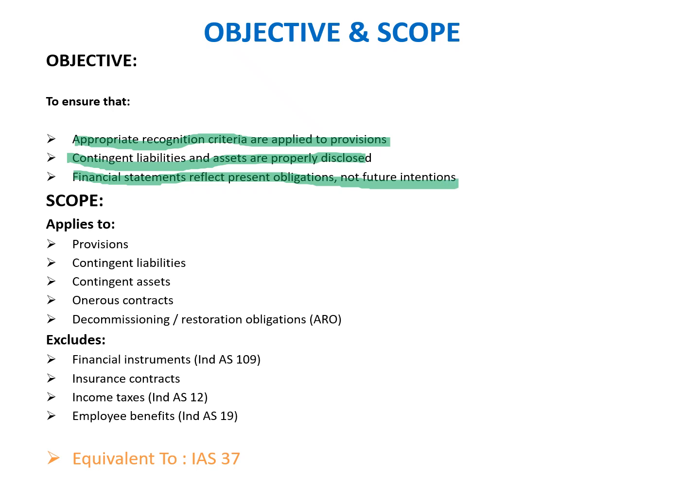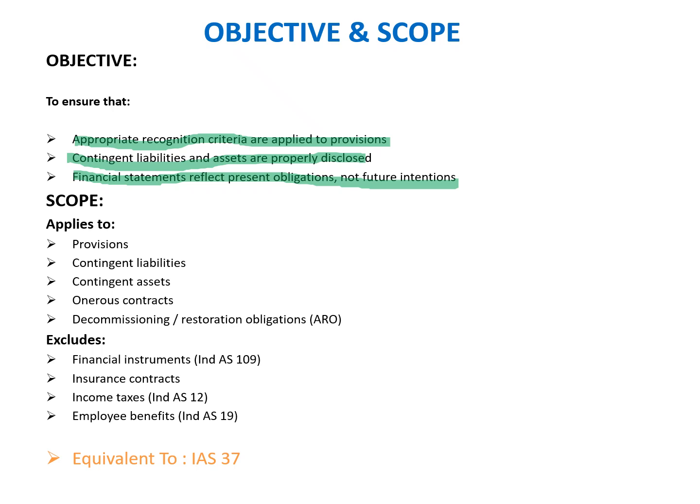It covers the aspect that if at all there are provision, then it has to be properly accounted for, properly recognized. If we have a situation wherein we have a contingent liability or a contingent assets, that should be properly disclosed, and our financial statement should reflect the present obligation and not the future intentions. This is the main objective of the IND AS 37.